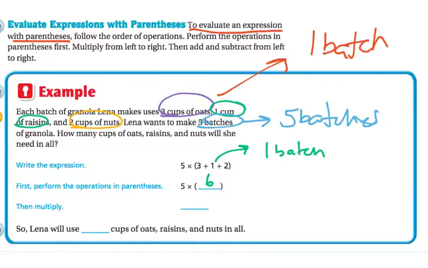And now, because we've done everything inside the parentheses, we can multiply. So 5 times 6 is 30. So Lena will use 30 cups of oats, raisins, and nuts in all.